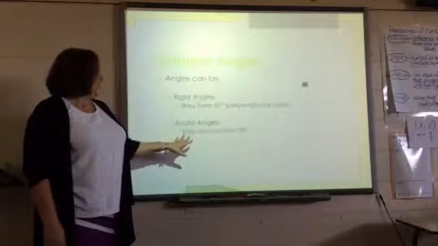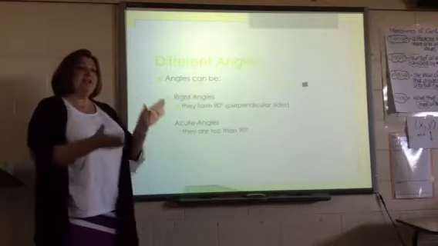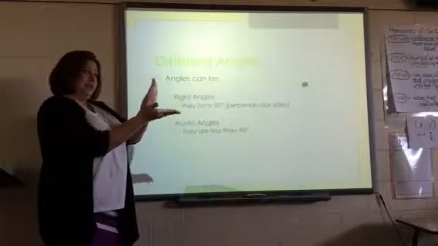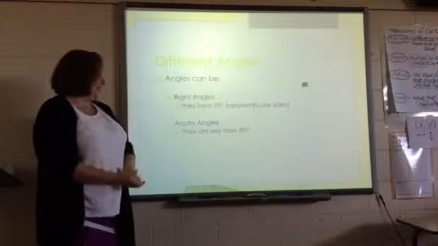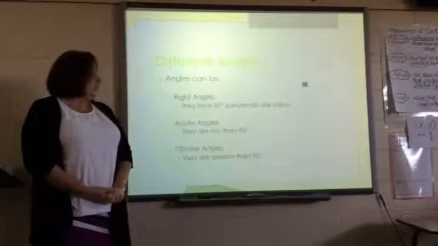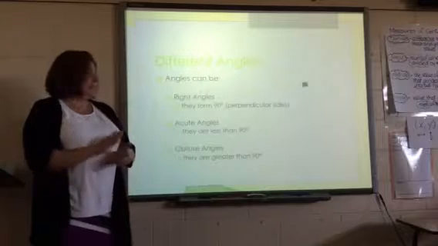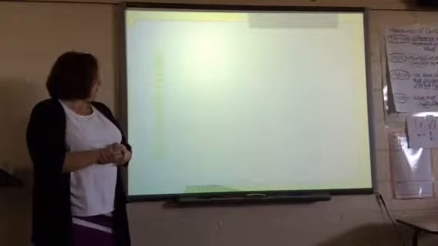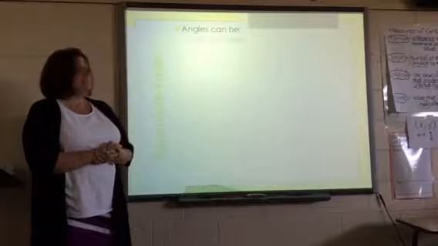We can have acute angles. That means the sides are less than 90 degrees, so it'll be less than that perfect L. And then we have obtuse angles. The angles are greater than 90 degrees, and they'll be wider than that 90-degree angle. Okay, 4 more types of angles.